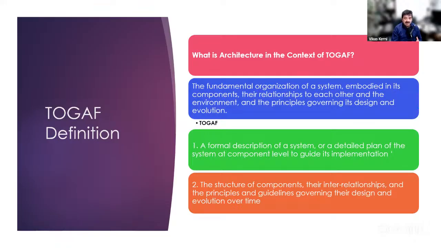The TOGAF definition is in two parts. It respects the standard definition of architecture. First, it says it's a formal description of a system, or a detailed plan of the system at the component level to guide its implementation. We'll go into why it says that a little bit later. And then it says the structure of components, their interrelationships, and the principles and guidelines governing their design and evaluation over time. So that is the architecture definition.